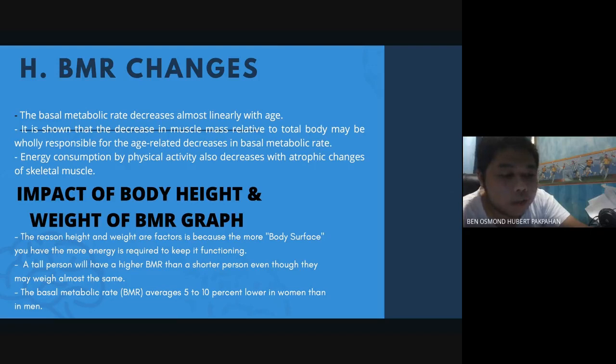For the second instruction, describe in a sentence the impact of body height and body weight changes on the BMR graphic in task J. The reason height and weight are factors is because the more body surface you have, the more energy is required to keep functioning. A tall person will have a higher BMR than a shorter person, even though they may weigh almost the same. And the basal metabolic rate averages 5 to 10% lower in women than in men.